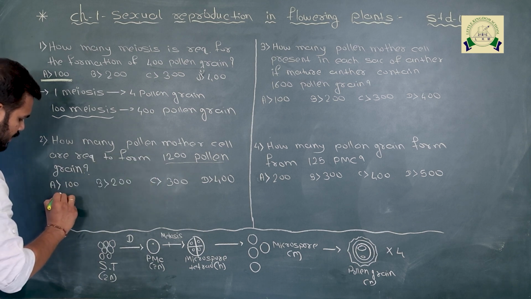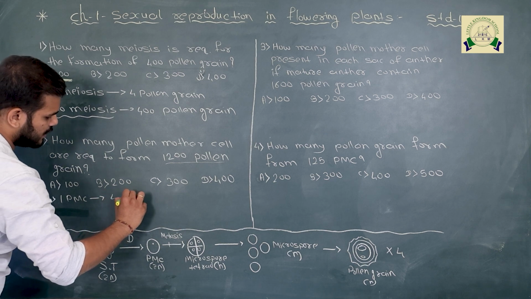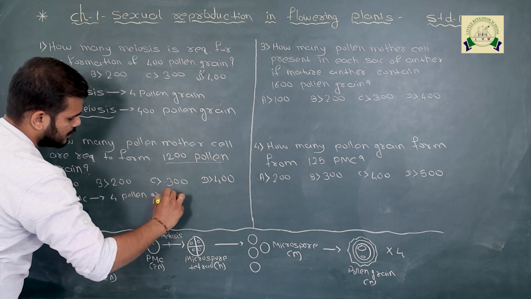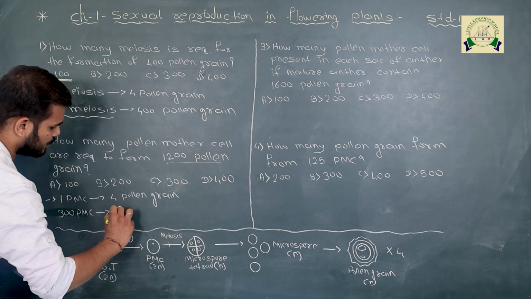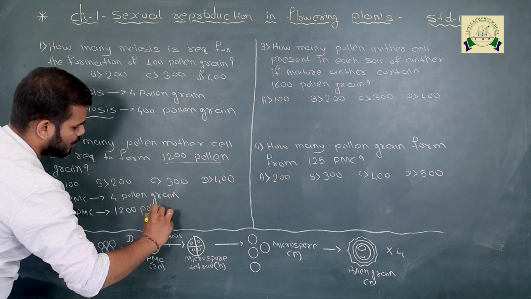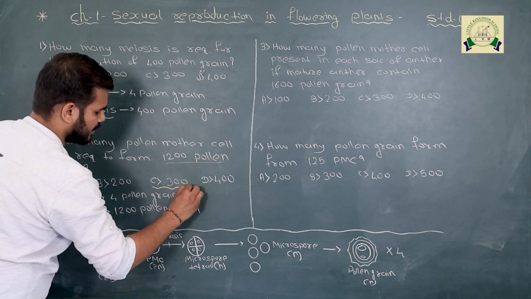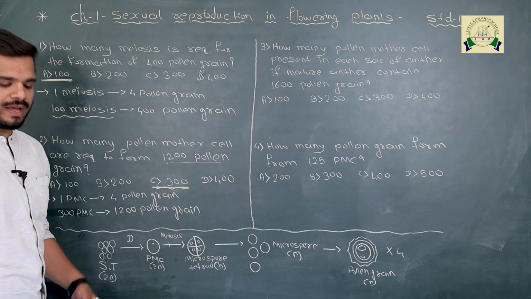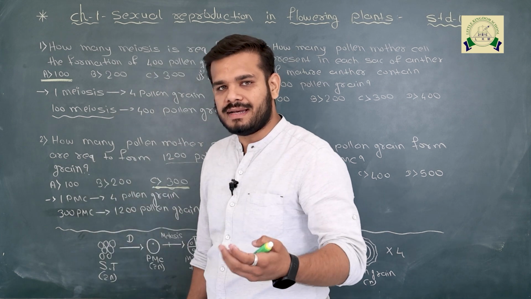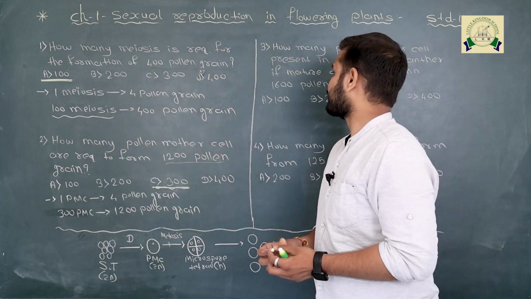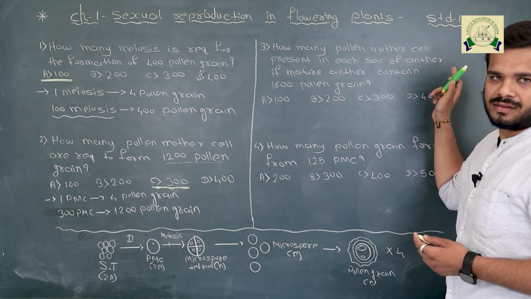What is the core concept? One pollen mother cell produces 4 pollen grains. Then 300 pollen mother cells produce 1200 pollen grains. So the answer is 300. This type of MCQ is frequently asked in your board examination, as well as in your NEET examination. Now next, how many pollen mother cells are present in each sac of anther?